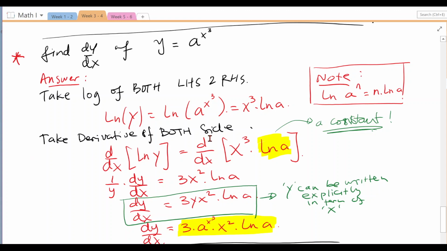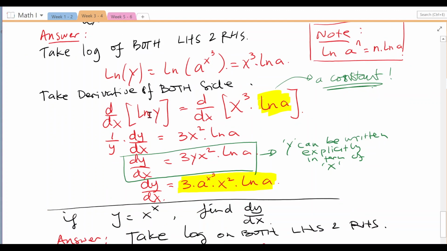And then from here we can take the derivative of both sides. In other words, this is implicit differentiation again. So the derivative of ln y equals the derivative of x cubed times ln a, which is a constant. The derivative of ln y is 1 over y times dy/dx itself, and the derivative of x cubed with respect to x is 3 times x squared, times ln a, which is a constant.